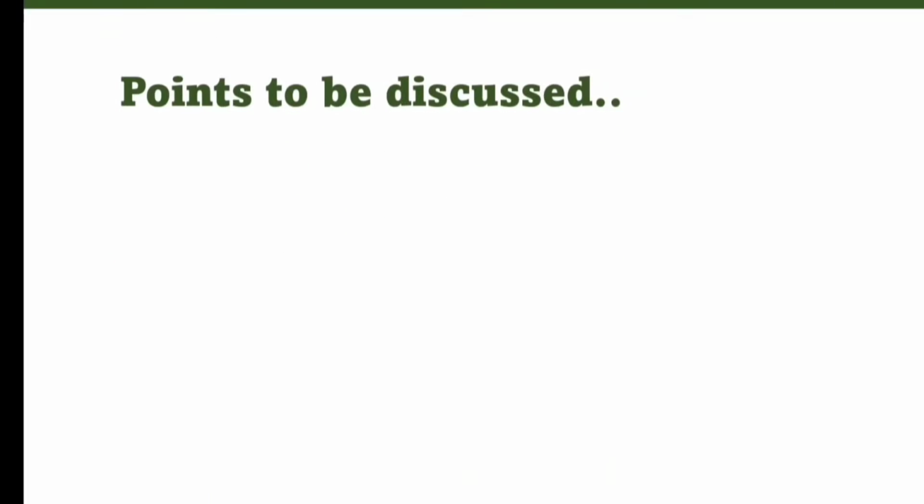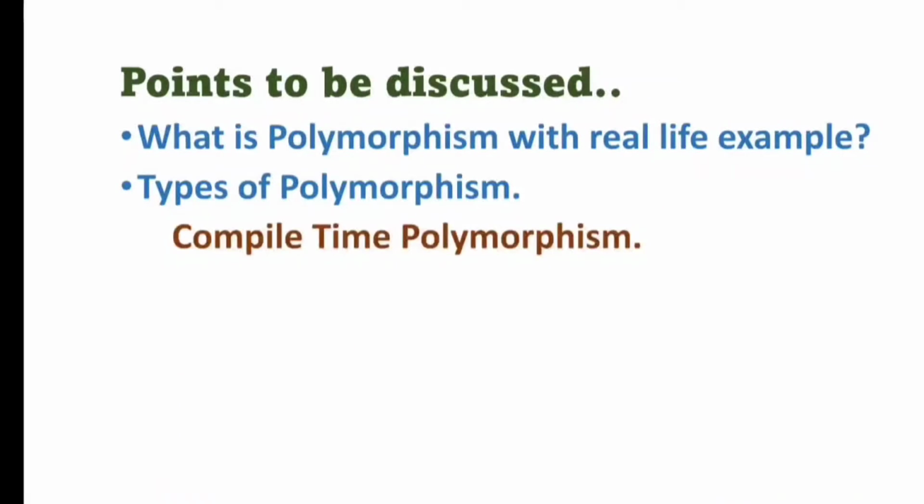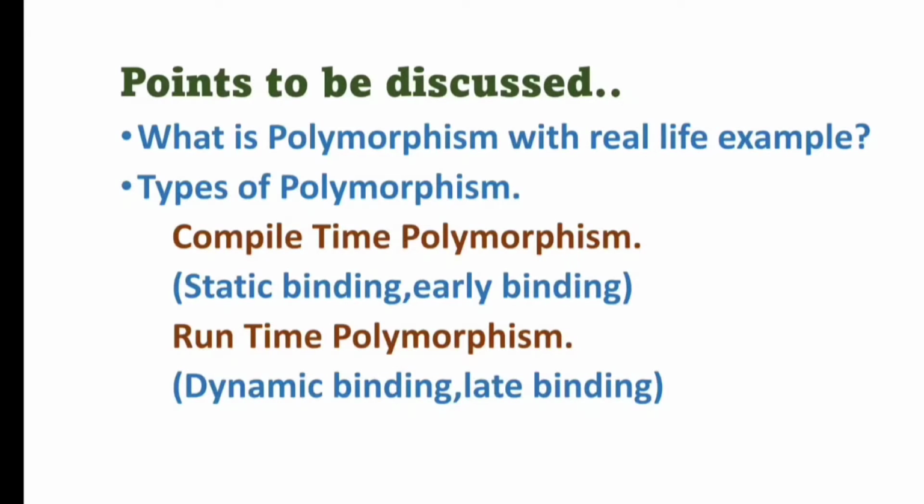Okay, now let's begin. These are the points that we are going to discuss. What is polymorphism with a real life example? Then we will see types of polymorphism. There are two types of polymorphism: compile time polymorphism, which is also called static binding or early binding. Why it's called static binding or early binding, we are going to discuss in this tutorial. Another type is runtime polymorphism, which is also called dynamic binding or late binding. I will cover all these points in this tutorial, so keep watching till the end.